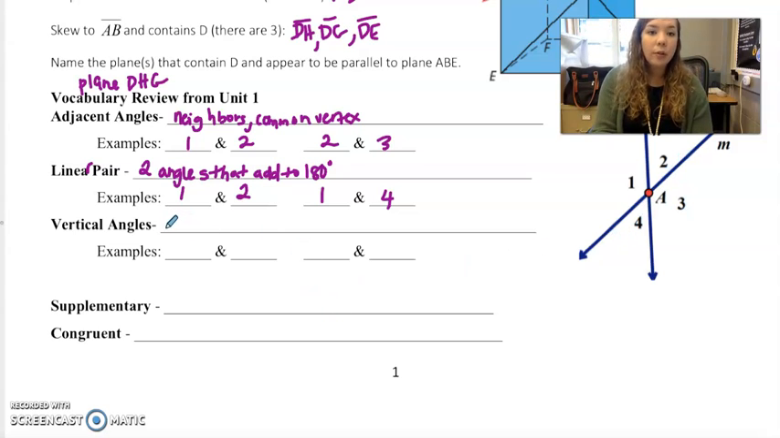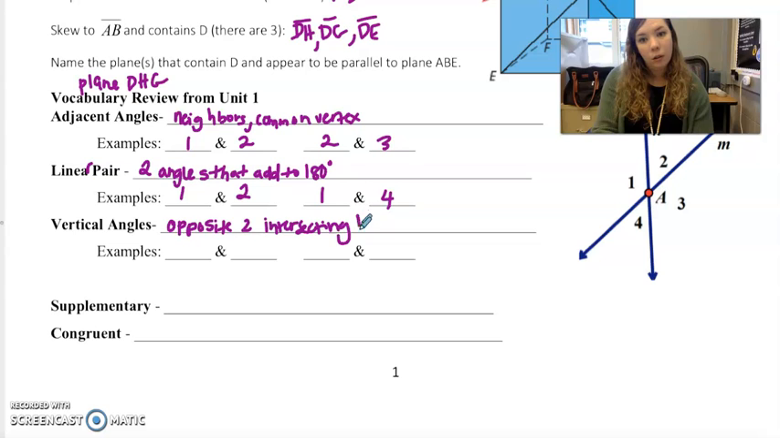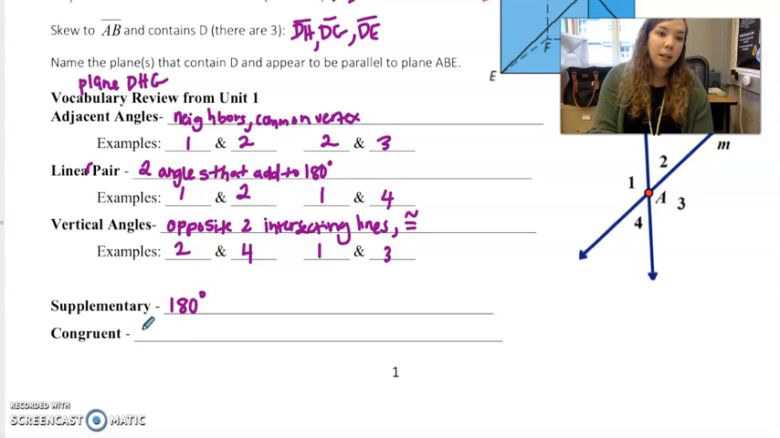So vertical angles are opposite each other across intersecting lines. So 2 and 4 would be an example. They're across our two intersecting lines, and 1 and 3 would be another. And these are congruent. They have the same measure. Supplementary means that they add to 180. Congruent means that they have the same measure.